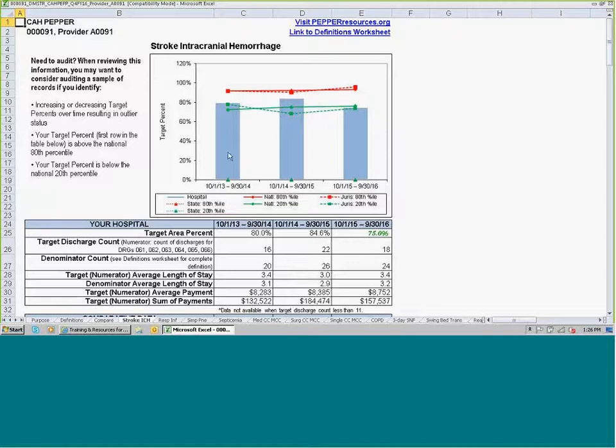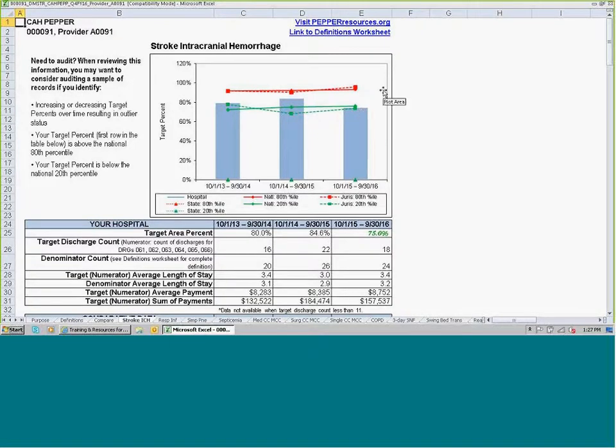In the graph for each target area, we graph as the blue bars here the hospital's target area percent for each of the 3 time periods. And this is a nice way to look to see if your target area percent might be changing over time. And you can also see how your target area percent compares to the 80th percentile and the 20th percentile.